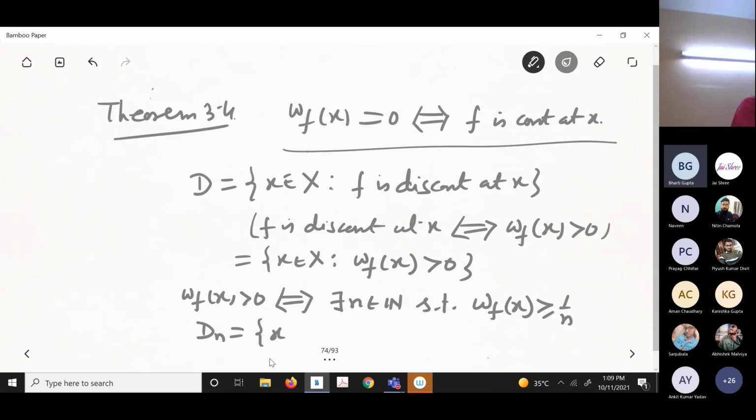x belongs to X such that omega F(x) greater than or equal to 1/n. Look how I am trying to simplify the problem before trying to prove it. By now, if you get some intuition about open sets and closed sets, you'll understand why I am taking greater than or equal to 1/n, not only greater than 1/n. You will see why. Now D_n is this, so that D will be equal to the union of D_n.